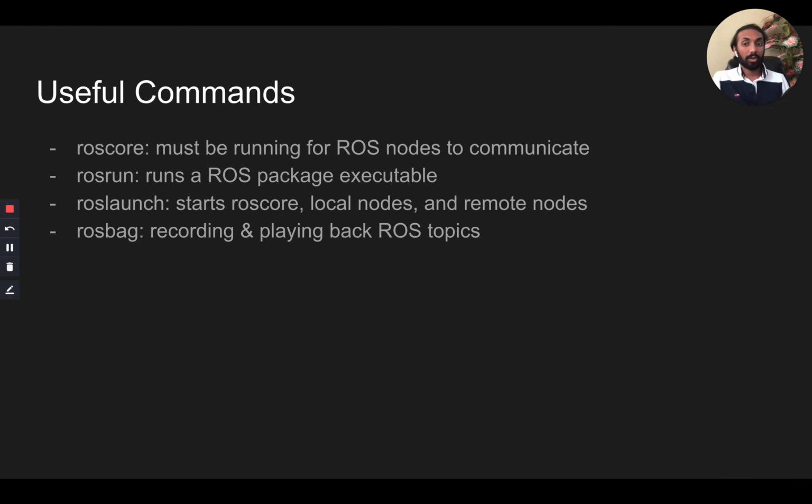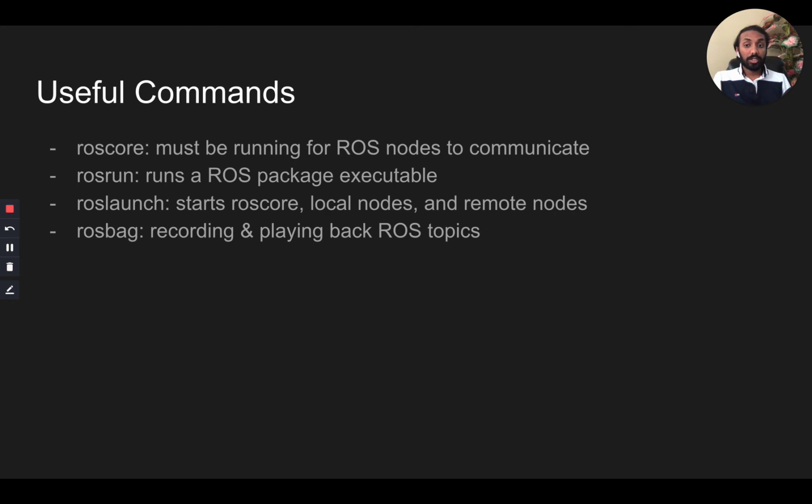First is roscore. roscore must be running for ROS nodes to communicate. So just type in roscore on a terminal and you'll be good to go. You have rosrun, and rosrun runs a ROS package executable. So your Python file, you'll use rosrun to run that Python file for ROS.